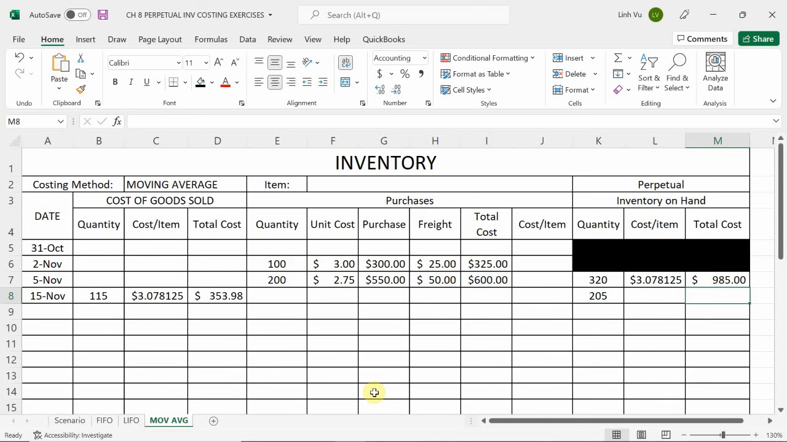We minus it from the 205. No. First of all, we need to know how much the 205. You already solved it. You already told me that 115 times the 3.078125 gave you a total of $353.98. So now we need to get the 300. Oh, we did it.